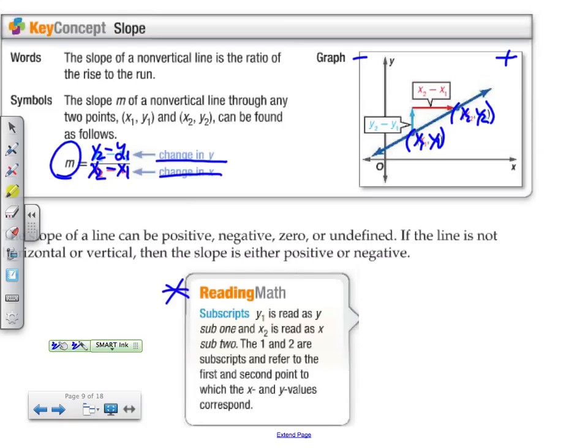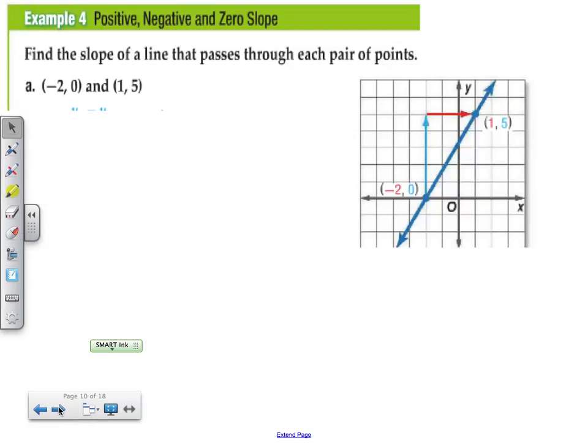Make a note of how you read this: y sub 1 is read as y sub 1 and x sub 2 is read as x sub 2. And I would like you to use the appropriate lingo. Okay, let's try a few of these.